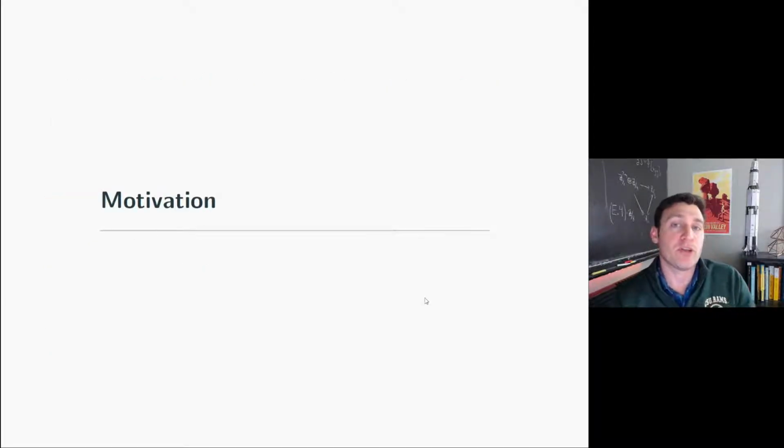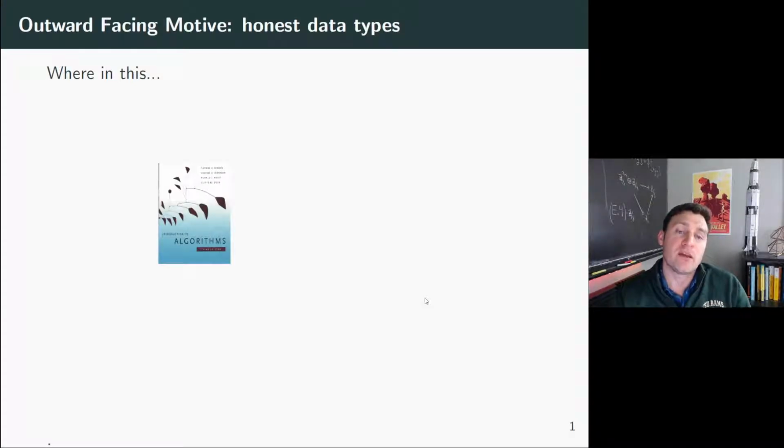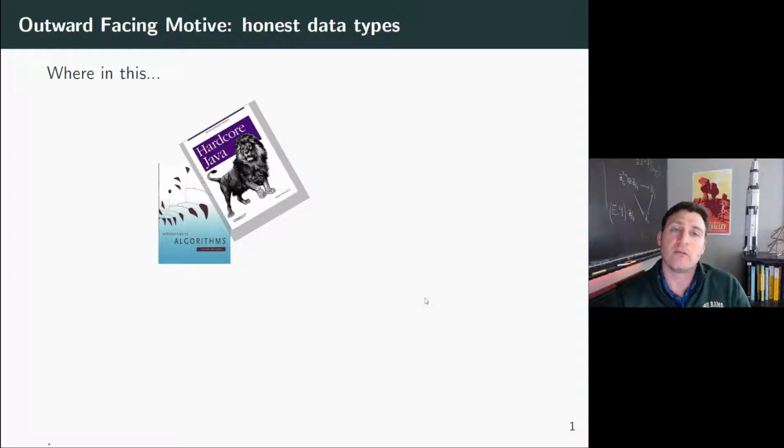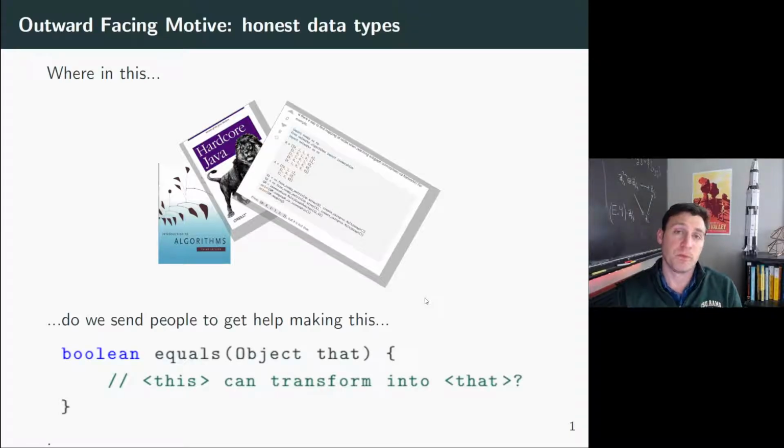First, a little bit of motivation, beginning with some outward motivation. I want to consider the question, where do we find, in the API books or even online, help with writing an equals? Now we know that this is necessary if we have a data type. This can't just be a container. At some level we need to allow for transformations between the states inside of them to do the right kinds of computations that we want.